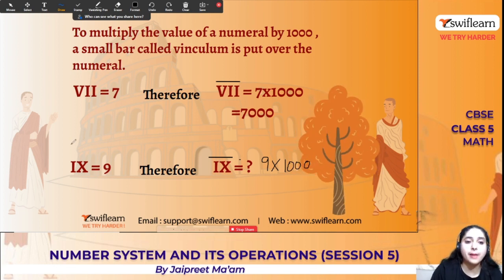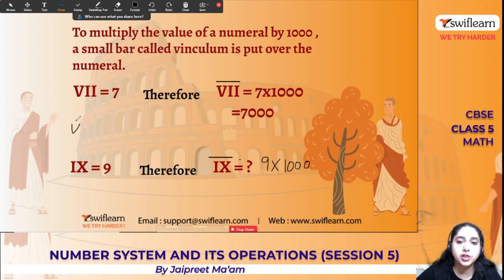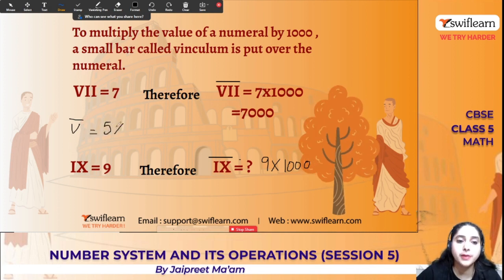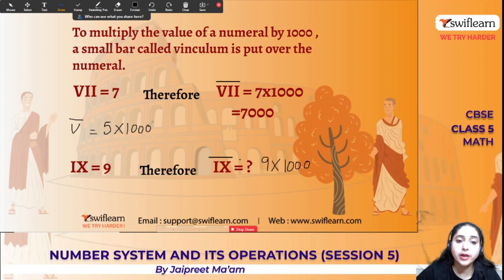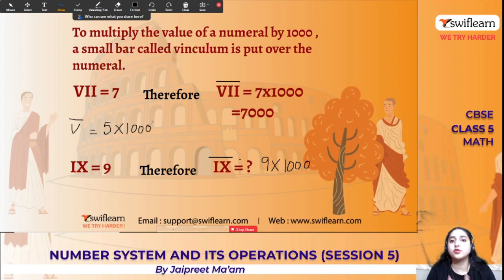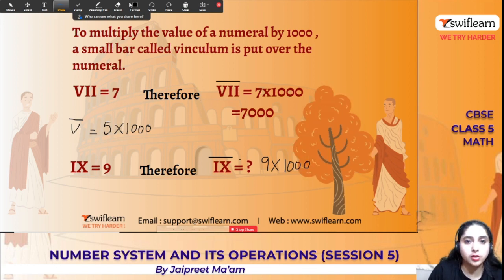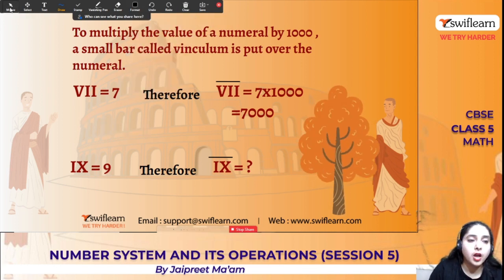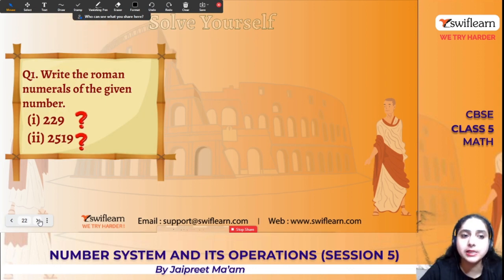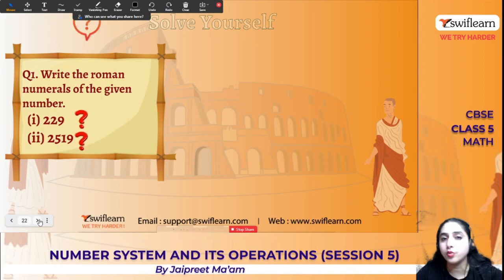Let's see one more example. For example, 5 is written and a bar is over it. It means you have to multiply it with 1000. So whenever you find a bar over a Roman numeral, it means you have to multiply it with 1000. Okay? Let's move on. So the rule of subtraction is clear. It's very easy. The rule of subtraction has 4 rules of its own.